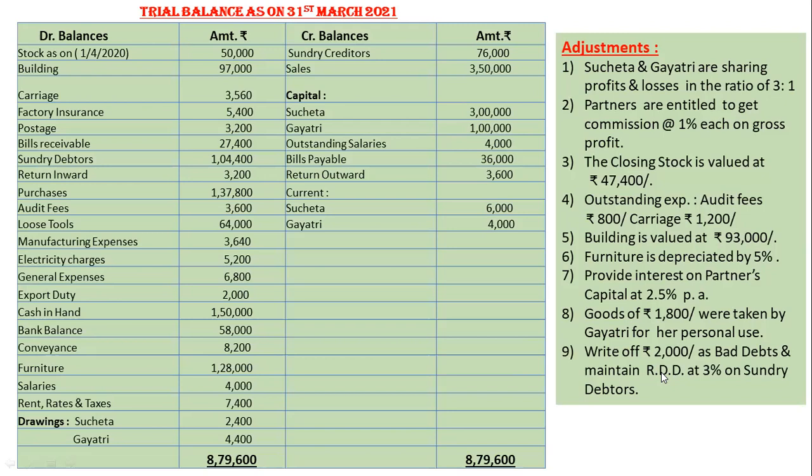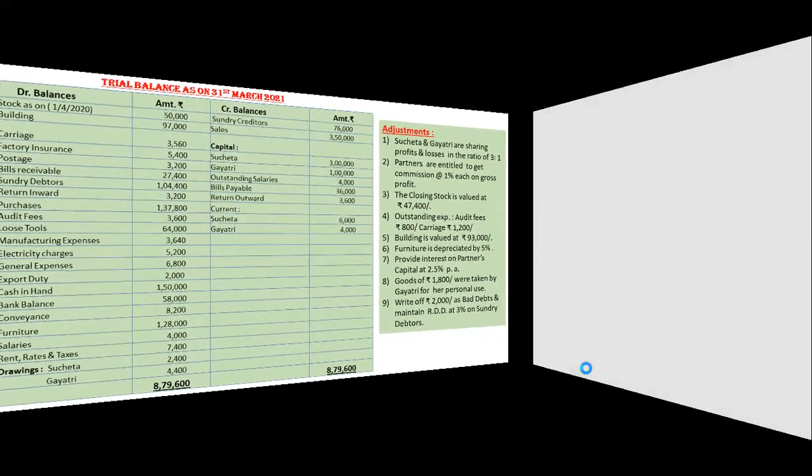Its first effect shall be taken in profit and loss account debit side, and second effect be taken as deduction from debtors, balance sheet asset side. With this, we complete the example. We will now be moving to the solution.